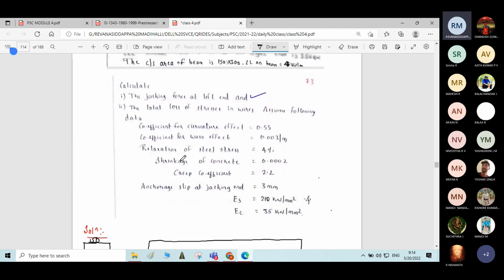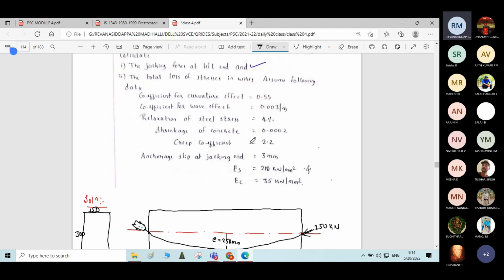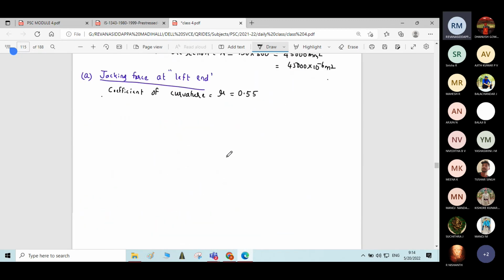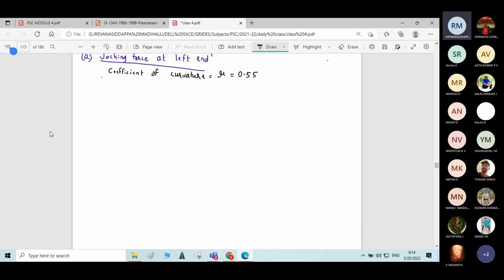Then the wave effect constant is given. Coefficient of wave effect, K, is given. How much is it given? 0.003 per meter.